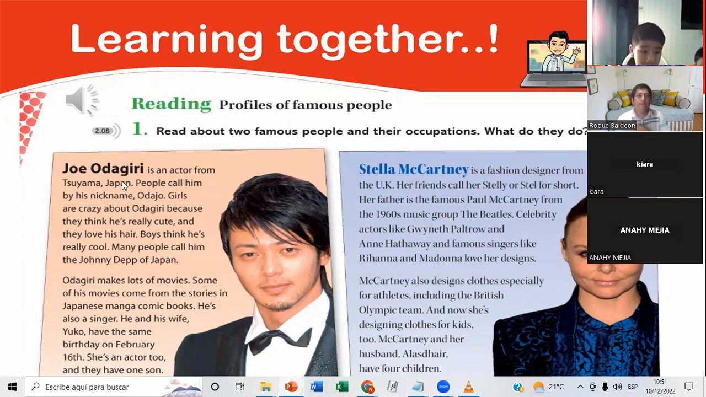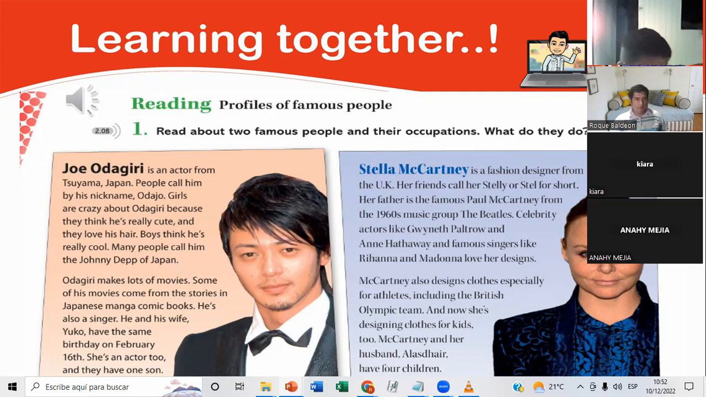Joe Odagiri. Joe Odagiri is an actor from Tsuyama, Japan. People call him by his nickname, Oda Joe. Girls are crazy about Odagiri because they think he's really cute and they love his hair. Boys think he's really cool. Many people call him the Johnny Depp of Japan.